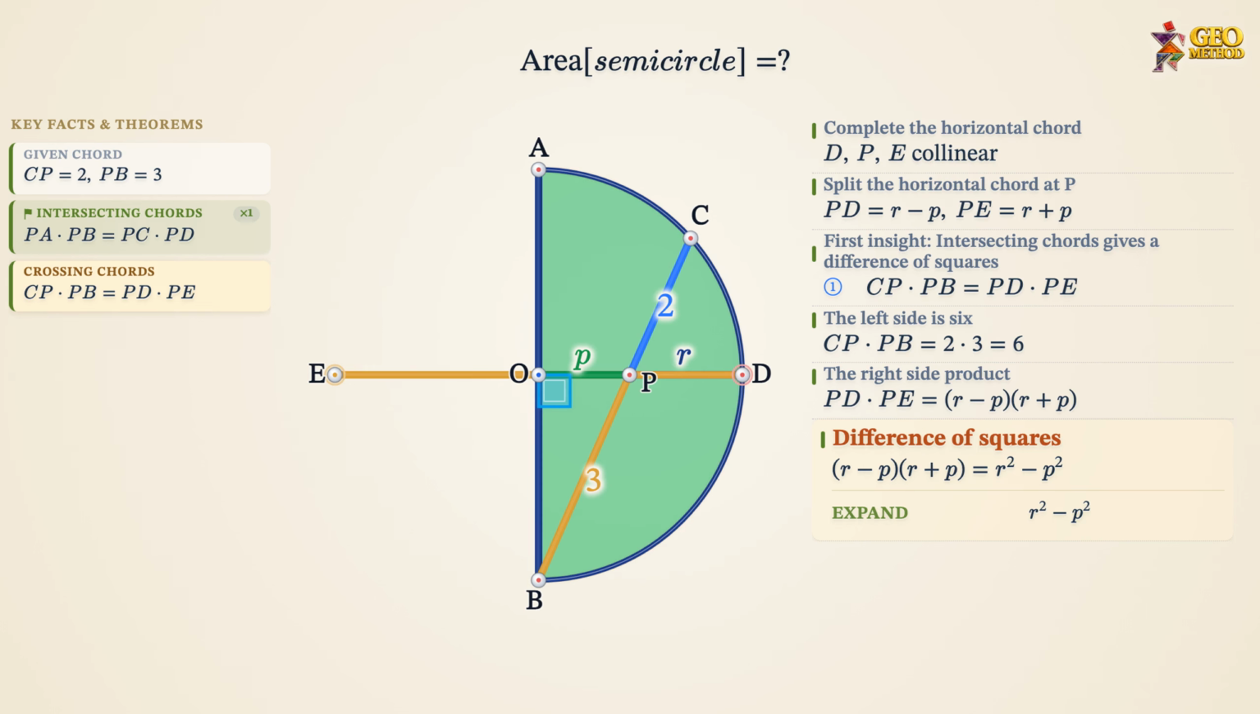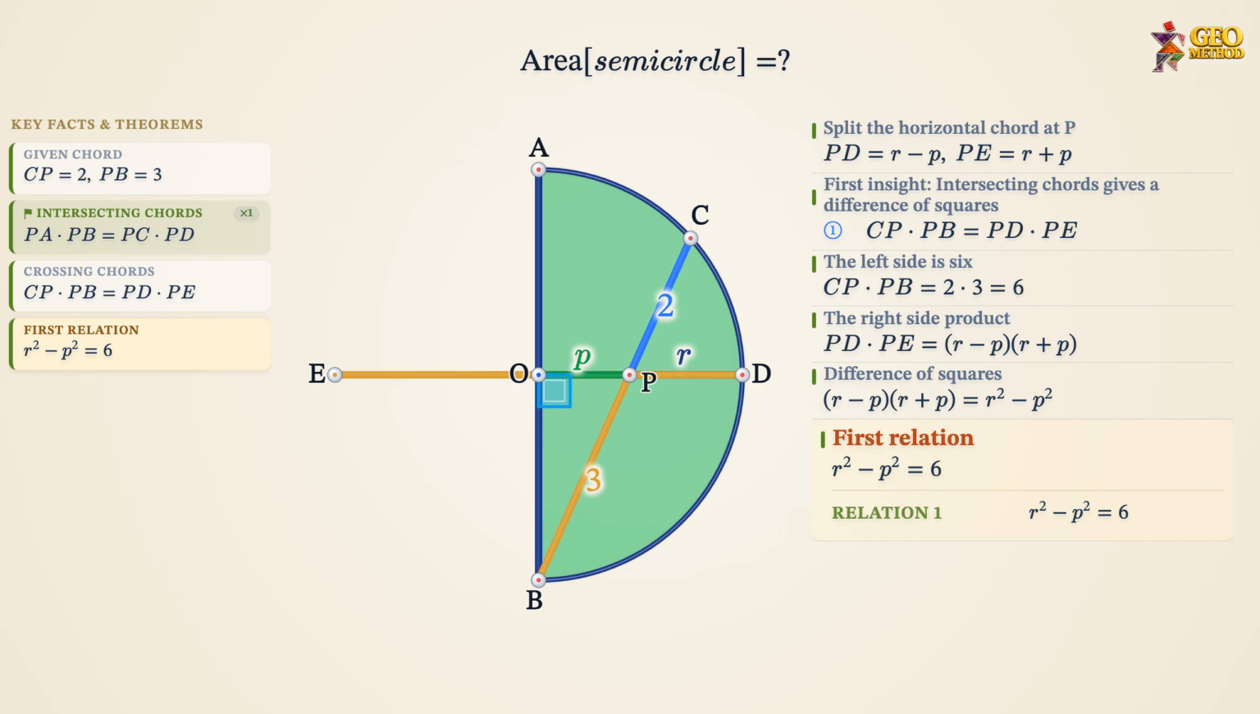That product is a difference of squares, so it collapses neatly to r squared minus p squared. The two middle terms cancel, and nothing else survives. Setting the two sides equal gives our first relation, r squared minus p squared equals 6. Keep it aside. We still need a second equation to separate r squared from p squared.